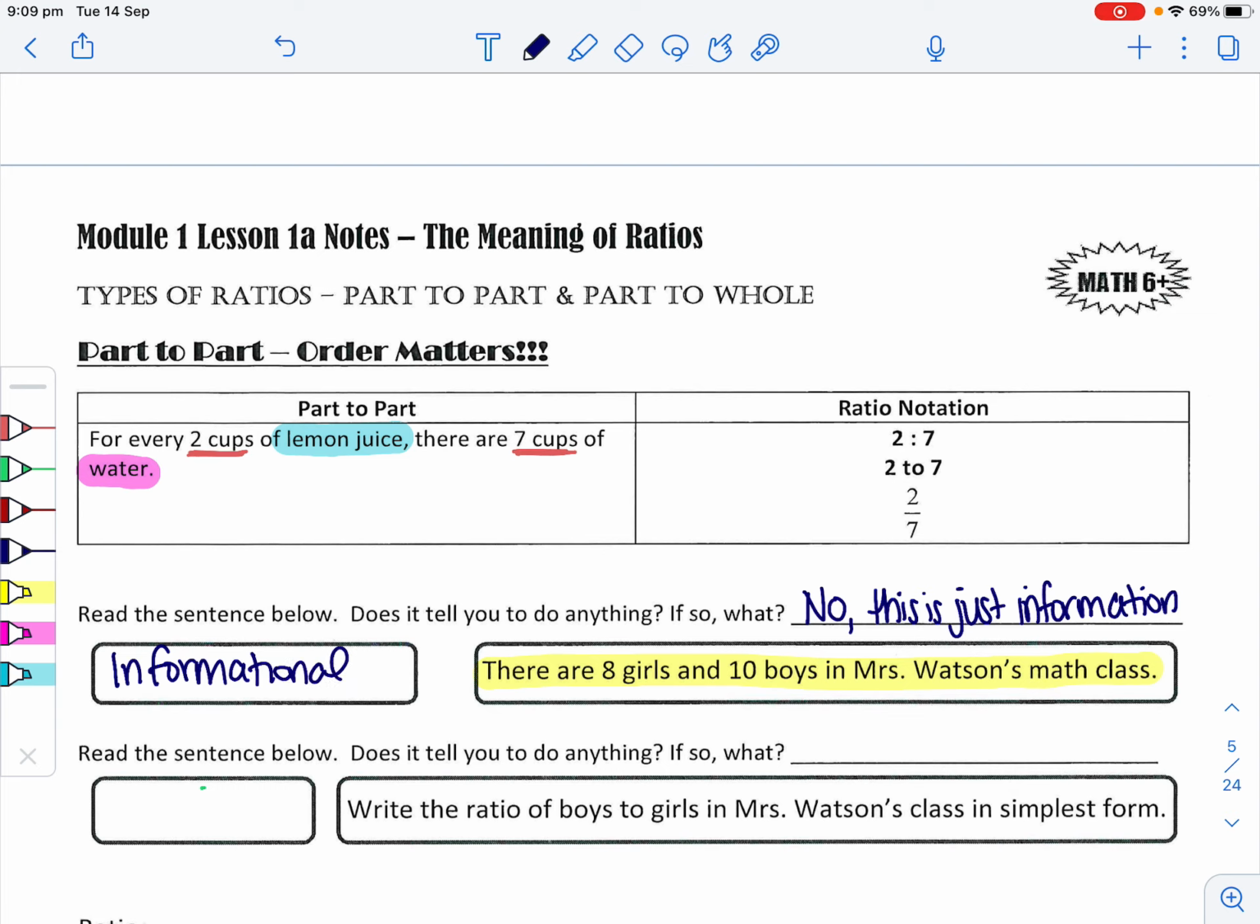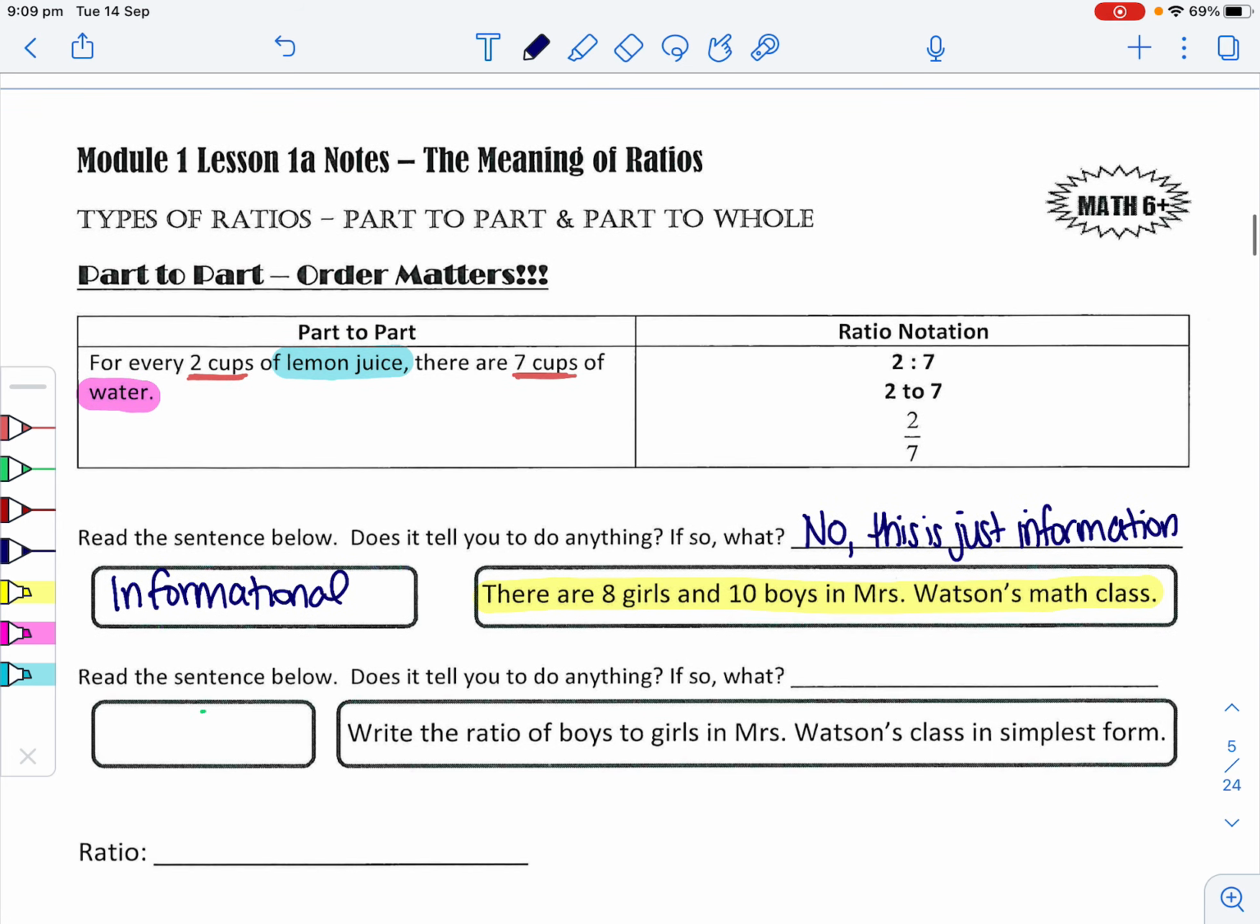Now the next sentence, it says, read the sentence below. Does it tell you to do anything? And if so, what again? And I'm going to use blue for this one. Write the ratio of boys to girls in Mrs. Watson's math class in simplest form. This one is telling us to do something. It's telling us to write a ratio. This is going to be the action sentence.